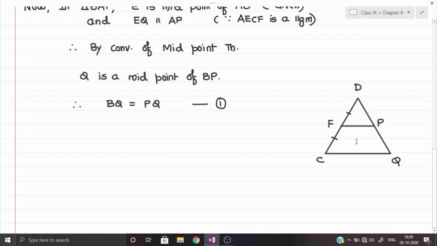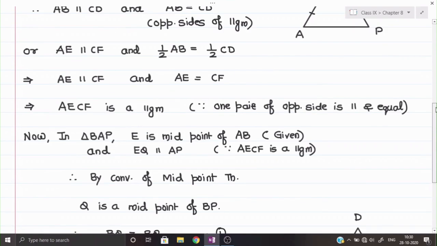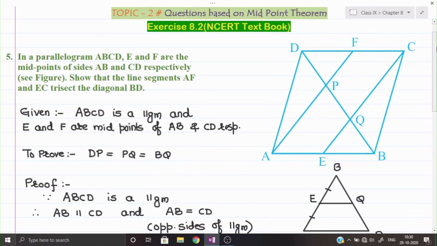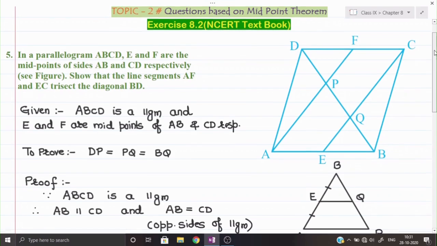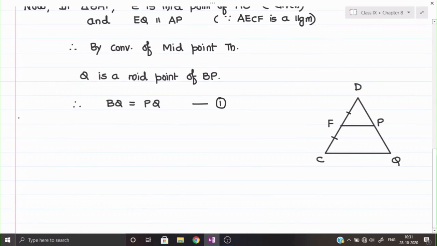Observe again, FP and CQ, are they parallel? Okay, look at it in the main figure. FP is parallel to CQ. Observe FP and CQ are again part of the parallel sides AF and CE. How are AF and CE parallel? Because we have proved earlier AECF is a parallelogram. So they will be parallel. Okay, so now at last we'll write down here, in triangle DCQ.